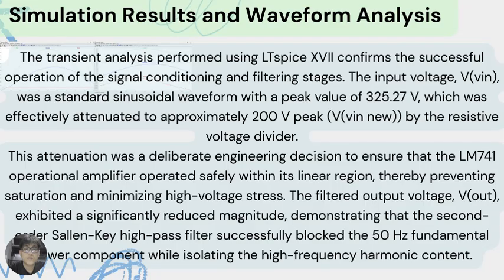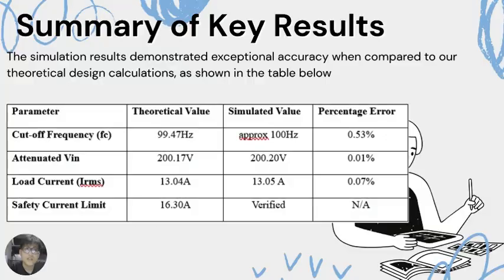The filtered output voltage Vout had significantly reduced magnitude, demonstrating that the second order Sallen-Key high pass filter successfully blocked the 50 Hz fundamental power component while isolating the high frequency harmonic content. So the next part is summary of key result.